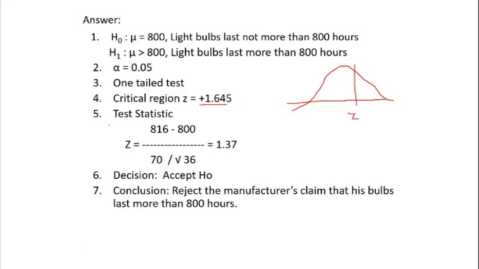Based on the given, the value of X is 816, and the mean is 800. Then we get the standard deviation: sigma over the square root of the sample size, where n is 36 and sigma is the sample standard deviation, which is 70. Then we just compute, and we get 1.37.